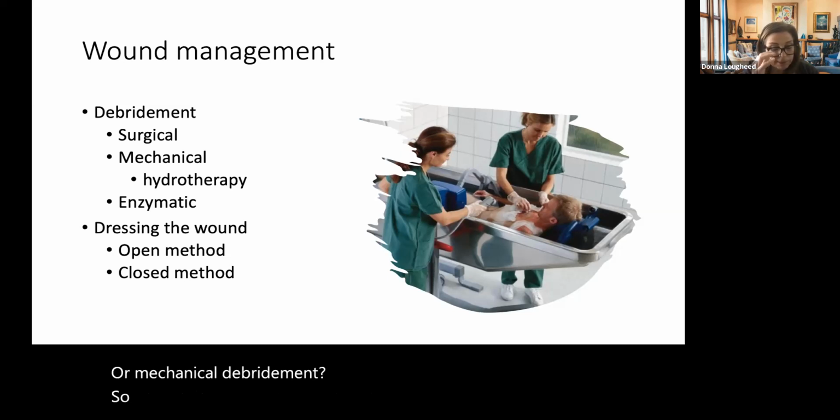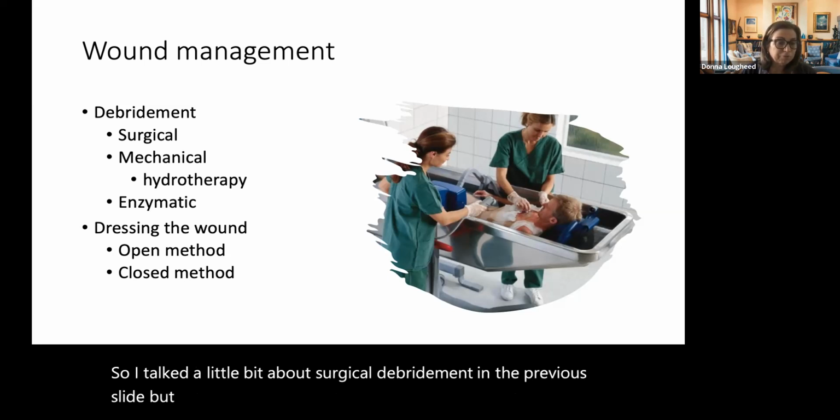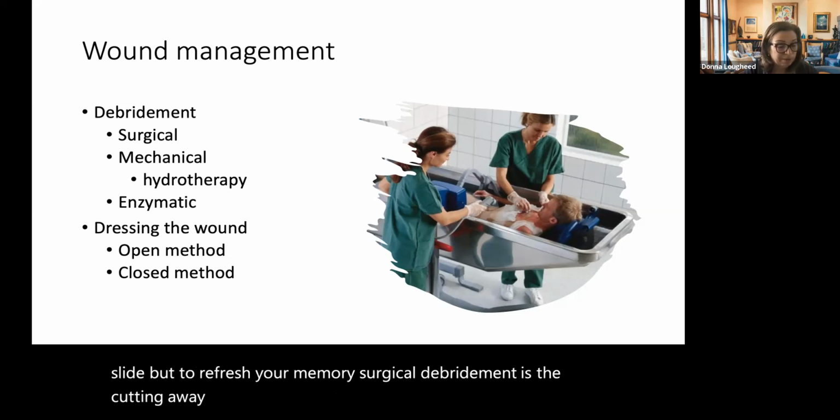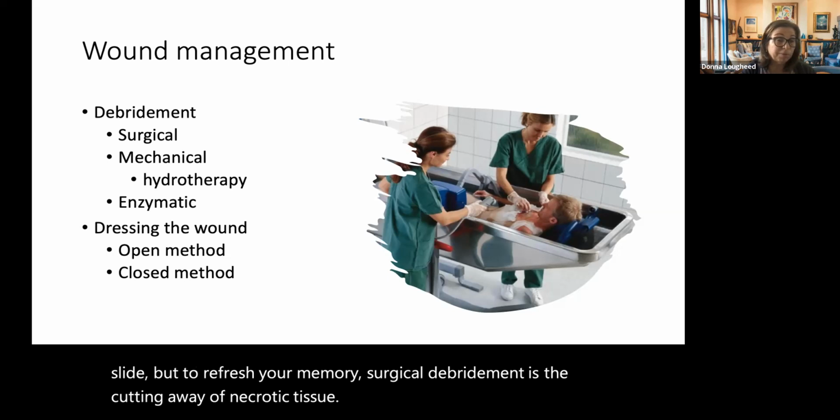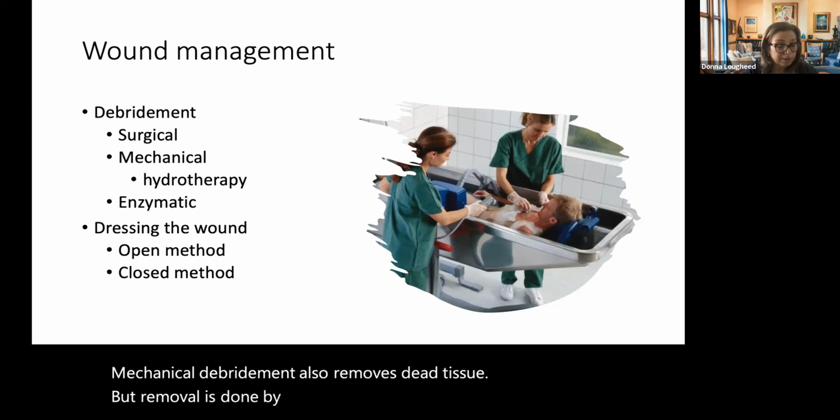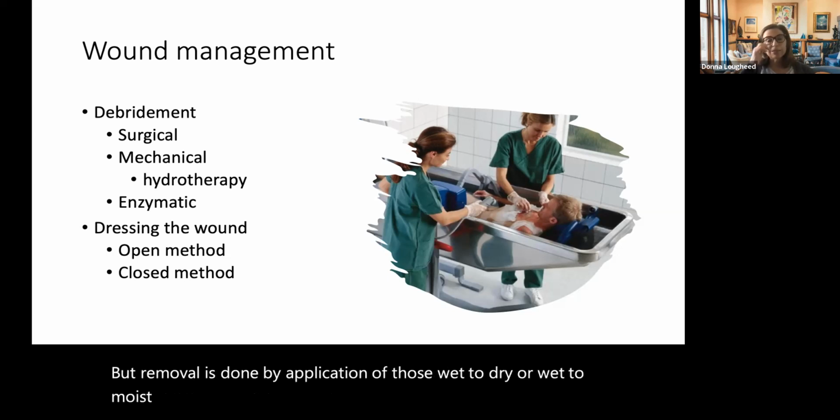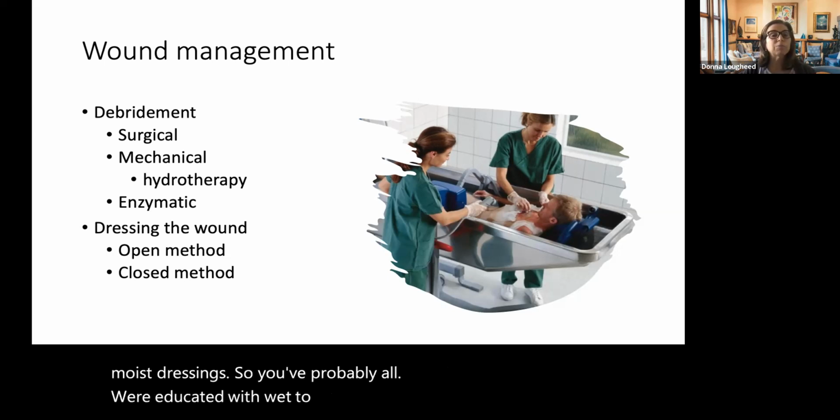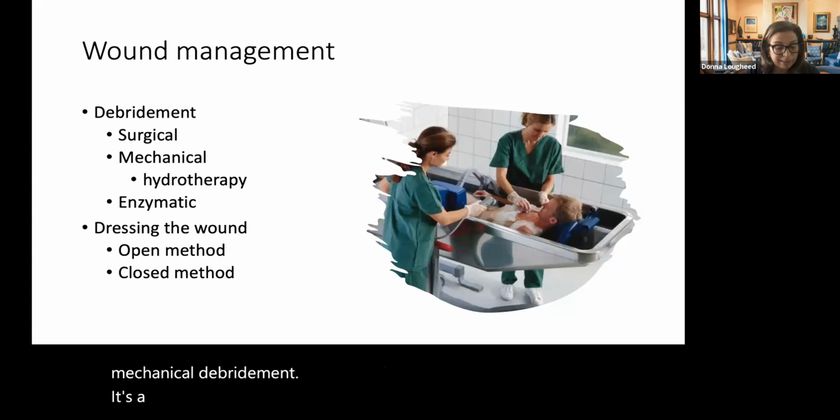So I talked a little bit about surgical debridement in the previous slide, but to refresh your memory, surgical debridement is the cutting away of necrotic tissue. Mechanical debridement also removes dead tissue, but removal is done by application of wet to dry or wet to moist dressings. So you've probably all been educated with wet to dry, and that's what we call a mechanical debridement. It's a very simple method. It can cause a lot of pain, and it can potentially damage granulation tissue.